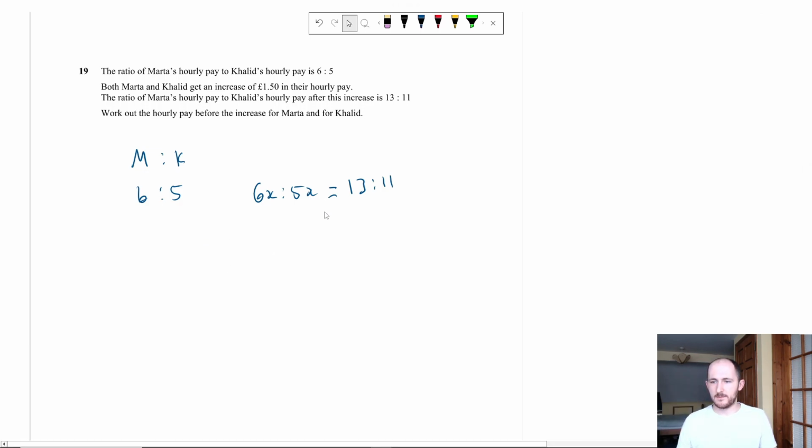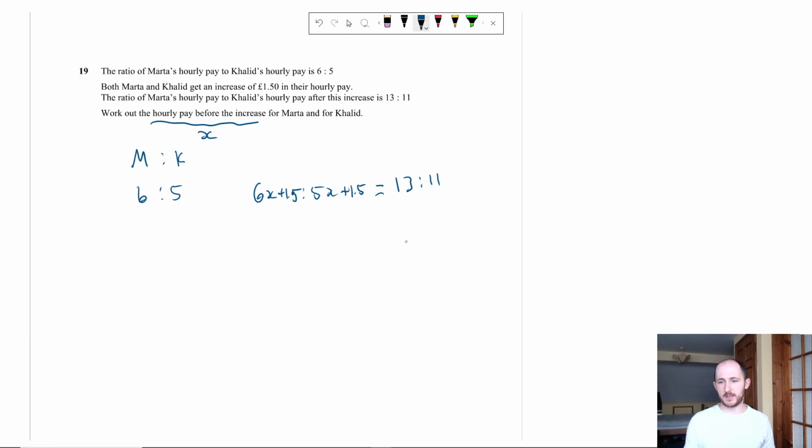However, it's actually slightly more complicated than that. Let me just move this over slightly. It's plus that 1.5. So where did I get the x from? Well, the x just comes from, I don't know what their hourly rate was before. X is the hourly pay before the increase. And we've added 1.5 to it. And now the ratio is 13:11.